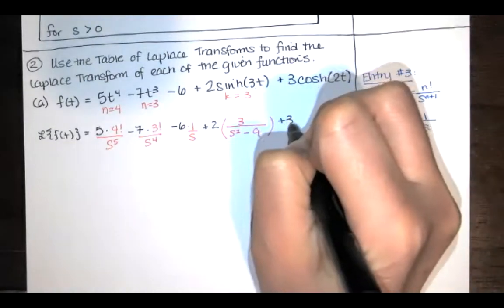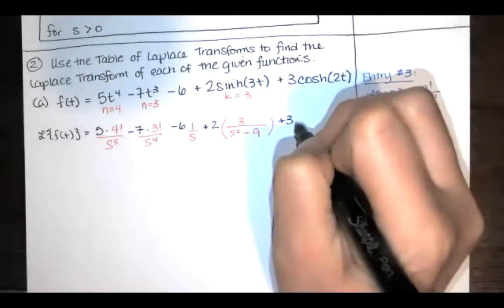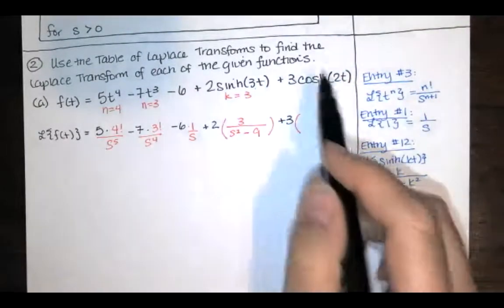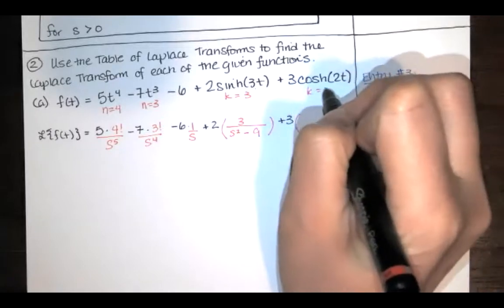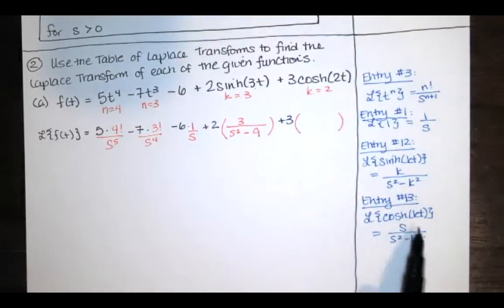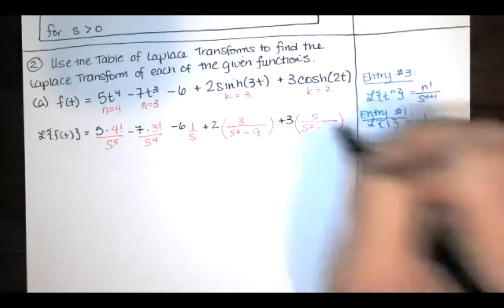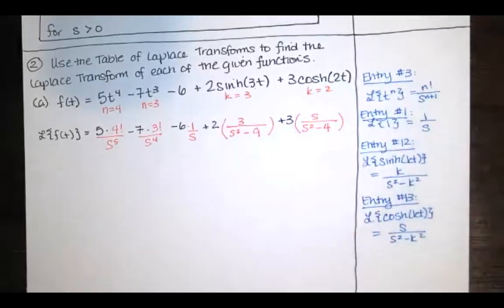On this one, we bring the 3 down. I'm going to do something similar. It's hyperbolic cosine of kt. K is 2. With hyperbolic cosine, it looks just like the hyperbolic sine, except you have an s in the numerator. So we'll have s over s squared minus k squared. If k is 2, k squared is 4. So that is our answer.